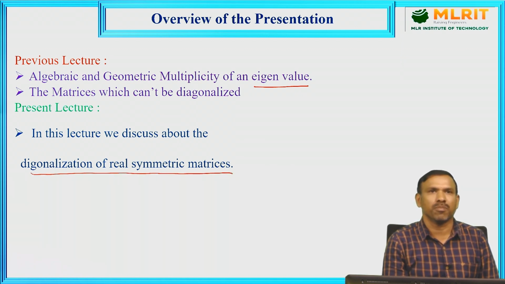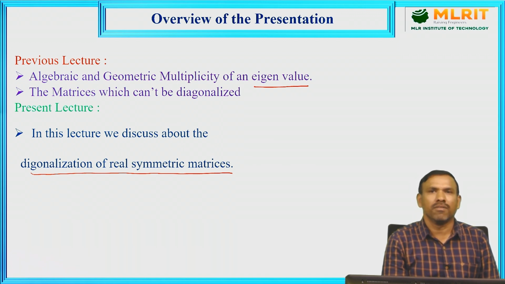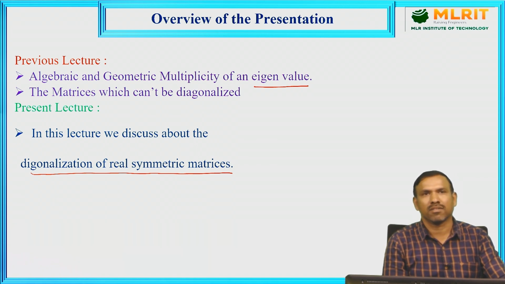What is the difference? Previously it was not particular, it was general. For any matrix we have done, but for a real symmetric matrix we have some flexibility and some different properties. That is called an orthogonal reduction that we are going to do. That is diagonalization of real symmetric matrices. So what do we mean by a real symmetric matrix?